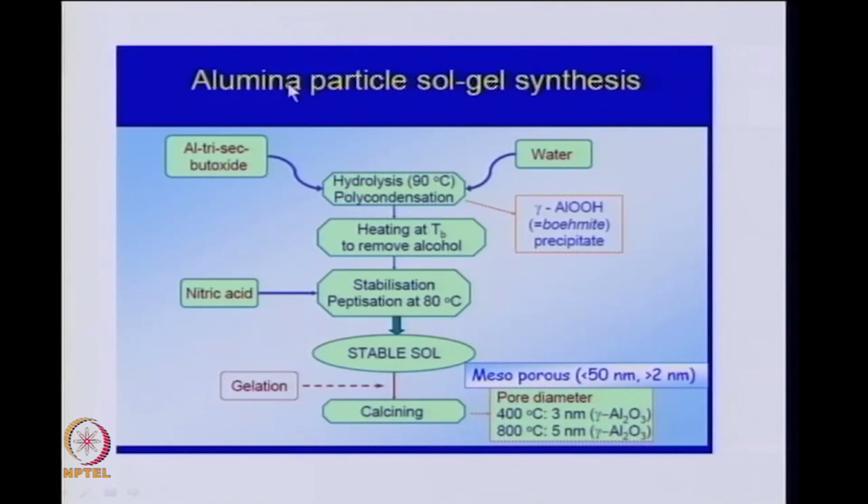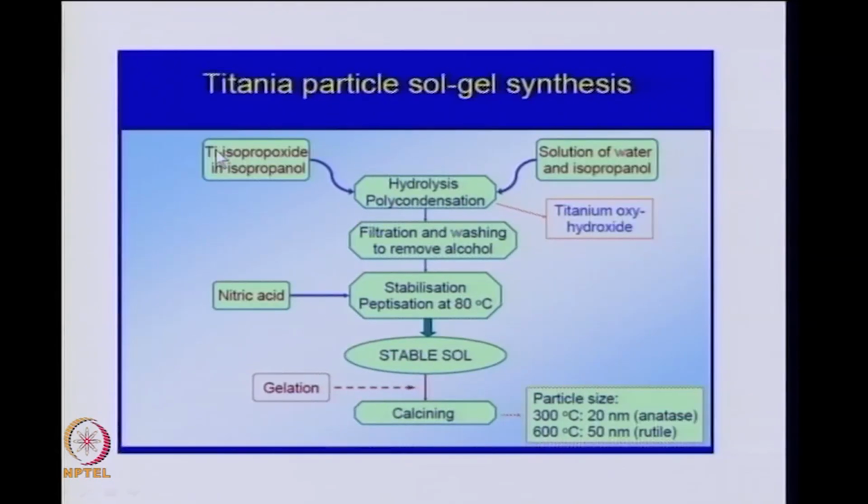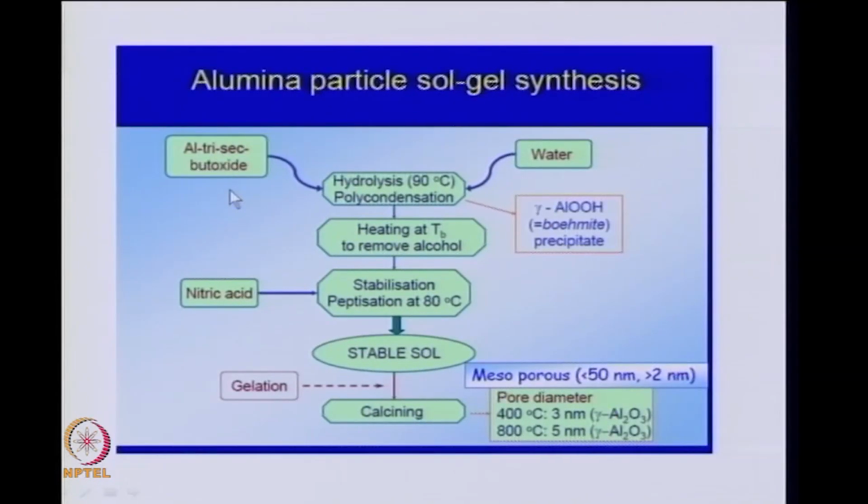Now, this is a typical example of synthesis of alumina nanoparticles using the sol gel method. What you have here is the alkoxide that you choose, which is aluminum alkoxide, tri aluminum secondary butoxide, and you hydrolyze it with water. So, there is hydrolysis and you keep the temperature around 90 degrees Celsius. So, there is hydrolysis and then polycondensation, and you get gamma alumina oxyhydroxide, which is commonly called boehmite, and this is a precipitate, and then you heat it to remove the alcohol.